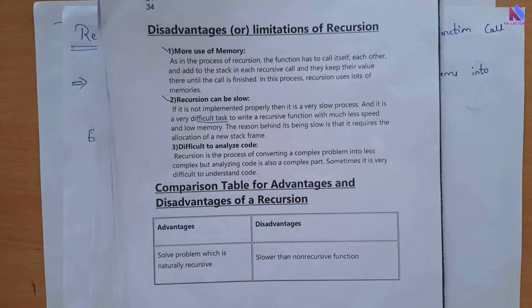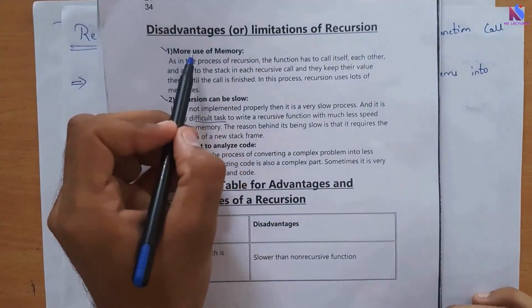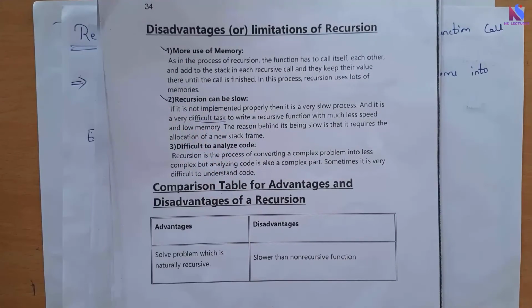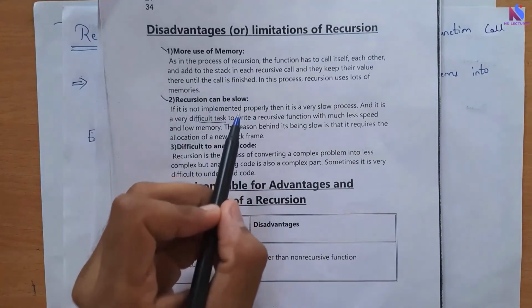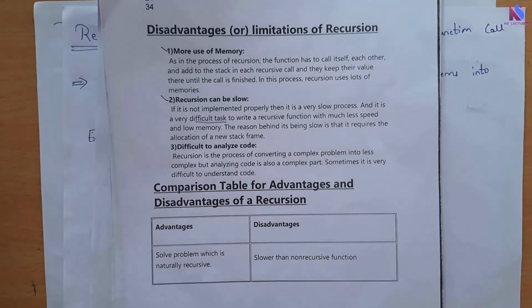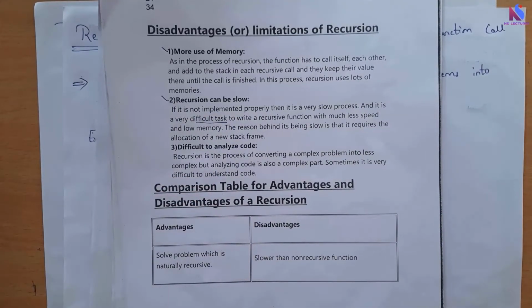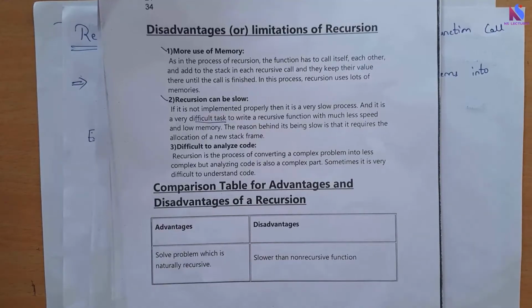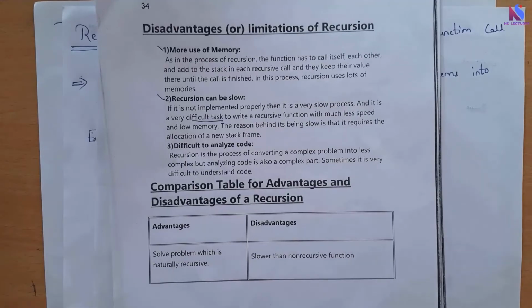These are the limitations of recursion. The first disadvantage is that recursion will consume more memory. The second disadvantage is that recursion can be slow, because if recursion is not implemented properly, it will be a slow process. And writing a recursive function is not an easy task. It is complicated to write a recursion program. The third disadvantage is that it is difficult to analyze code in a recursive function.